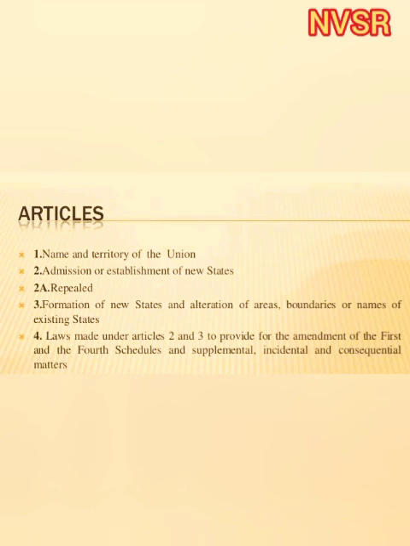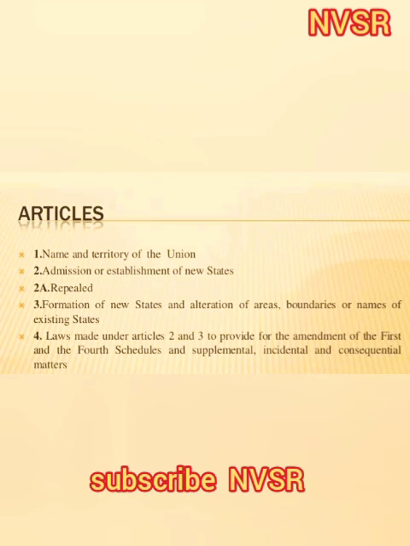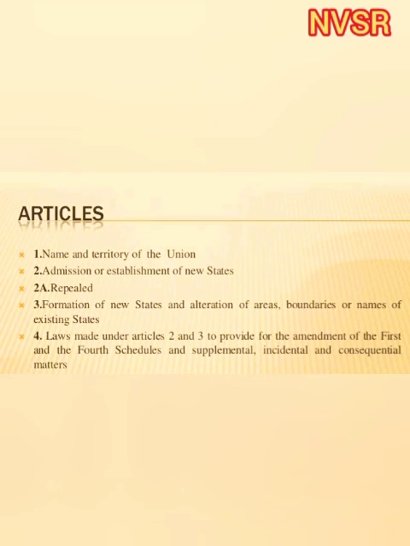Articles related to the Union and its territory at a glance. Article 1: Name and territory of the Union. Article 2: Admission or establishment of new states. Article 2A: Sikkim to be associated with the Union. Now it is repealed. Article 3: Formation of new states and alteration of areas, boundaries or names of existing states. Article 4: Laws made under Articles 2 and 3 to provide for the amendment of the First Schedule and Fourth Schedule and supplemental, incidental and consequential matters. These are Articles 1 to 4 on the Union and its territory.